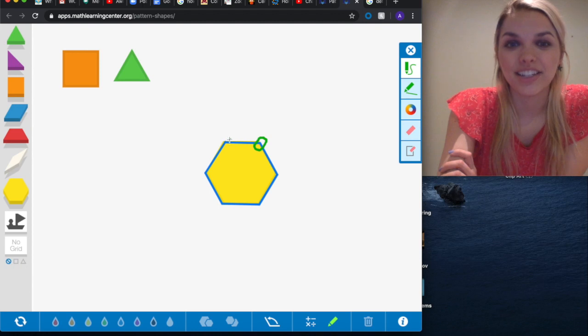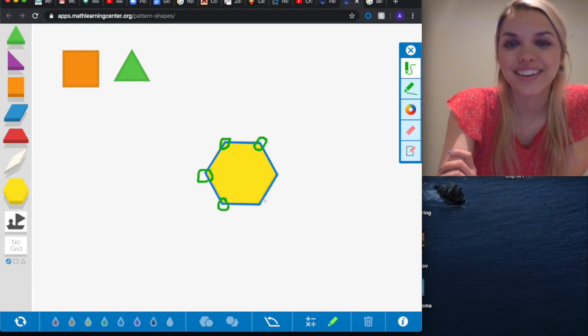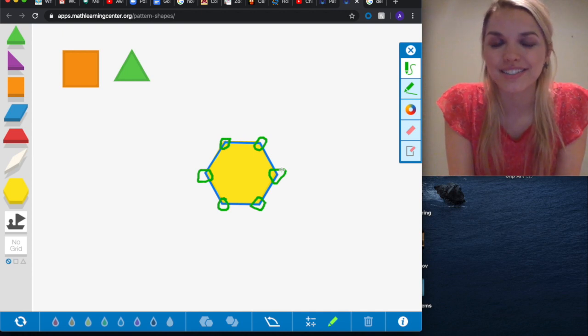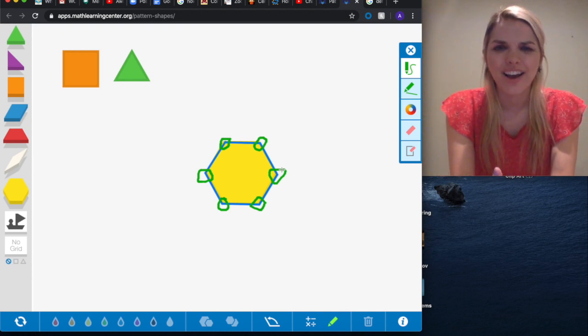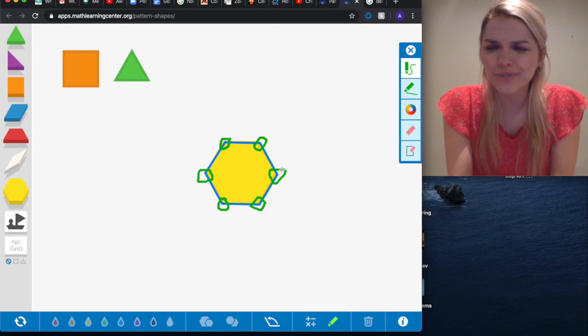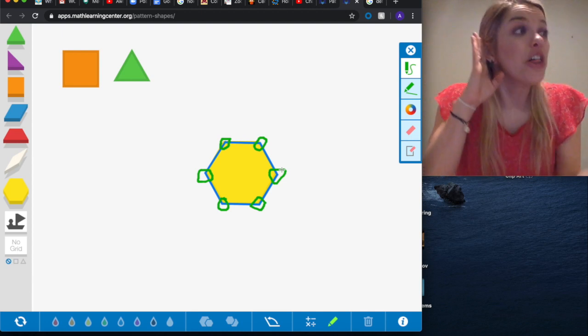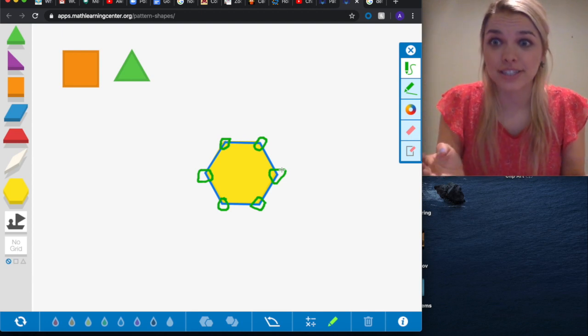1, 2, 3, 4, 5, 6. That's right, 6 vertices. Wait a second. Our hexagon has 6 lines and 6 vertices. The triangle had 3 lines and 3 vertices.